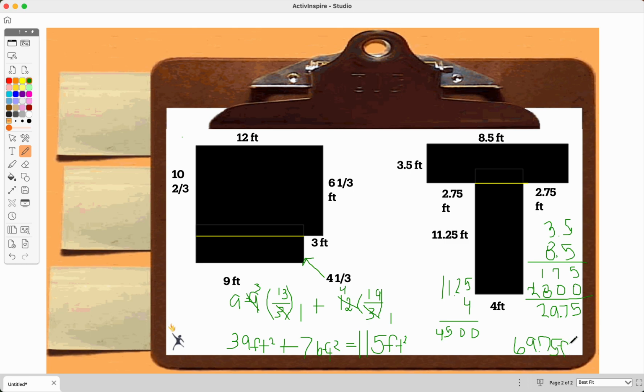Okay? And that's really all I want you to do. I want you to practice doing a little bit of measurement and seeing a real life application of this in your life. Okay? All right, so you're all set.